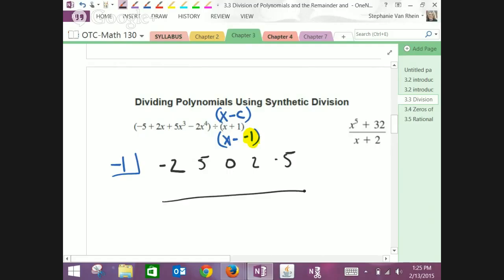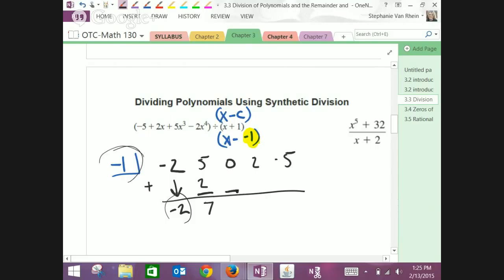Now, synthetic division, the very first thing you do is you always drop that first number, minus 2. Then you have to come up with what goes here. To get that, you always take this number times this number. So it's minus 1 times minus 2, 2, right? And you always add. So 5 plus 2, 7.